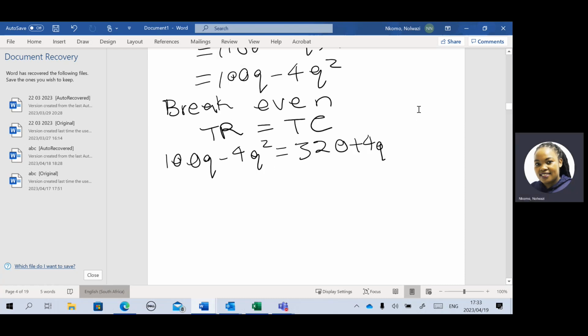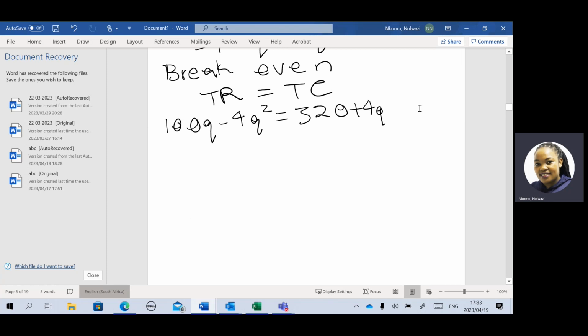Right? 320 plus 4Q. We need to find our points, our Q, and those points will only occur at the break even. Those would be the break-even points. I will transpose these to this side. If I do that, I will have minus 4Q squared plus 100Q minus 320 minus 4Q.